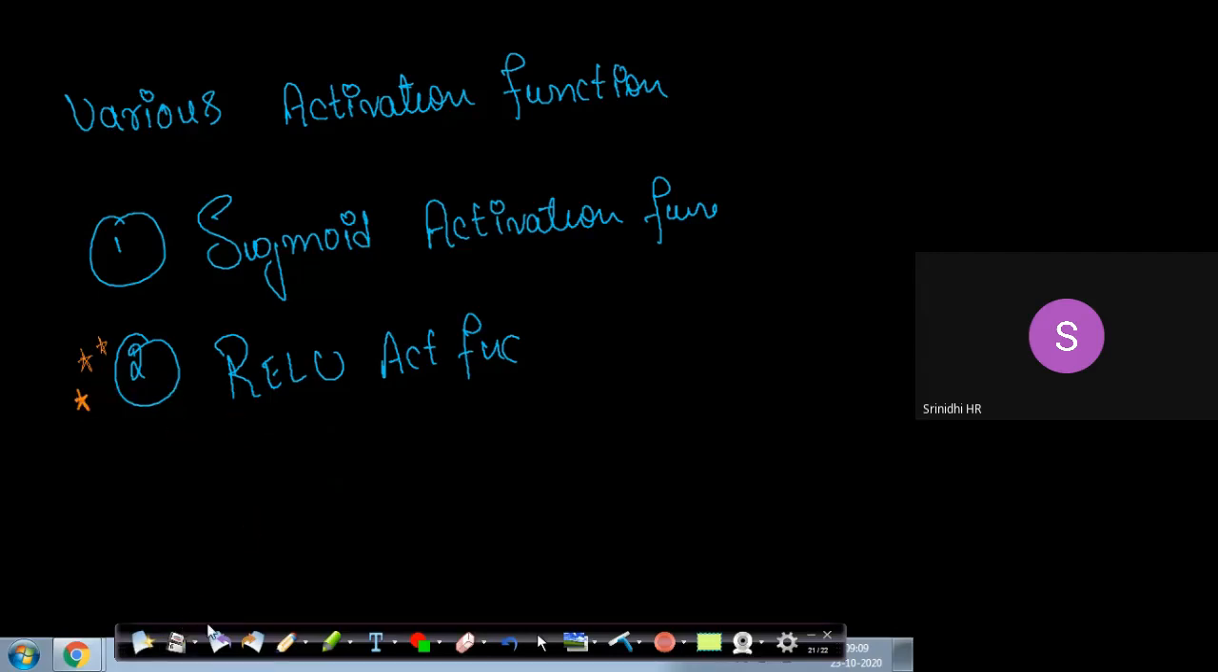So quickly, can somebody tell me what an activation function actually is? How do you define an activation function? Can anybody let me know what an activation function is?